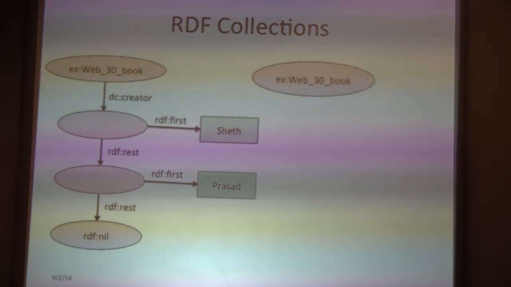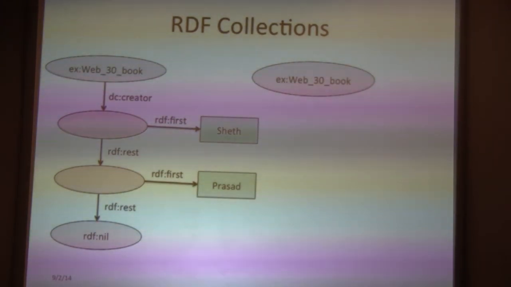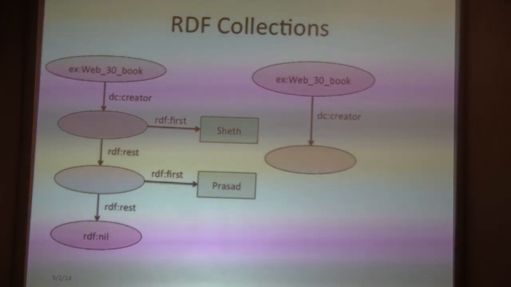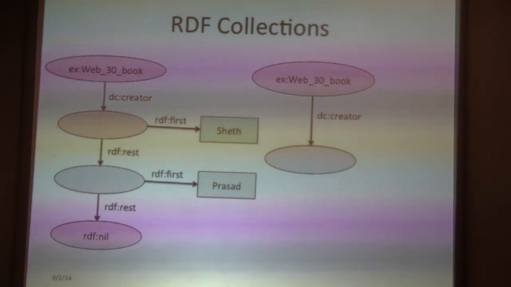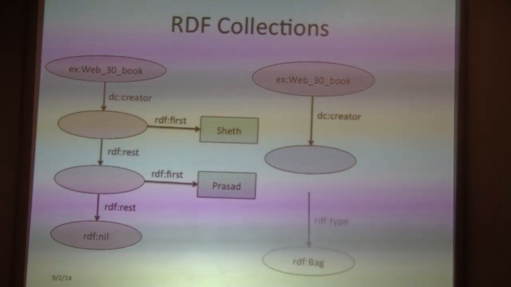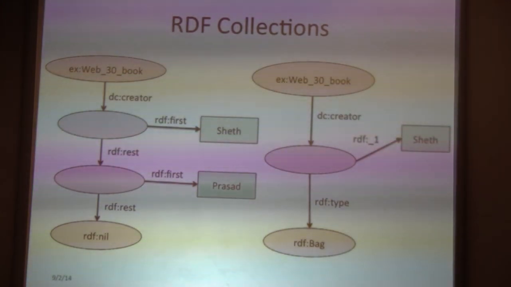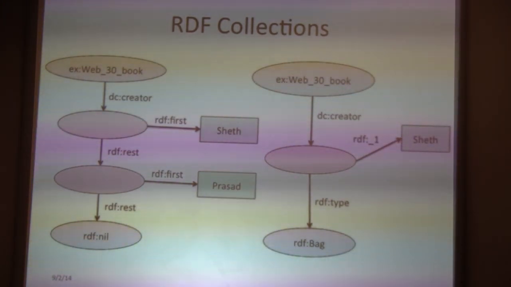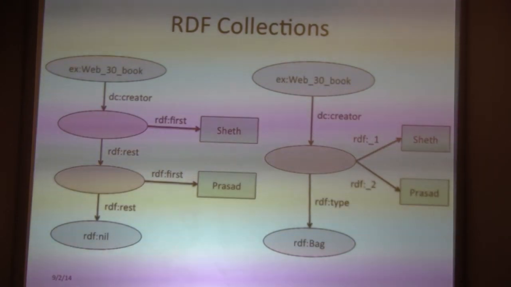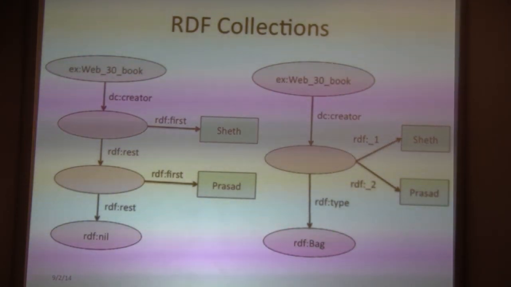Compared to the previous open list that we had before, in this one we have Web3, a book. The creator of that is a blank node, and the type of that is RDF bag, right? And then we use that blank node to create, let's say, RDF 1 shared and RDF 2 cluster. So can you see the difference between the two approaches?